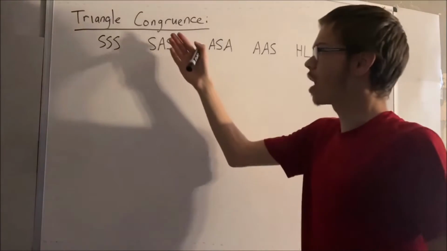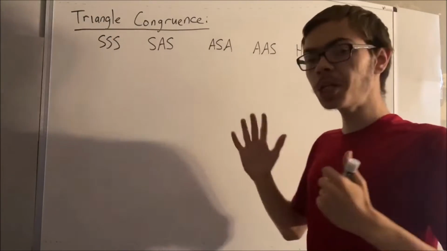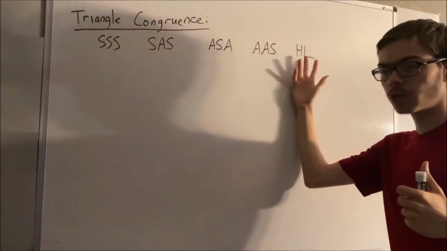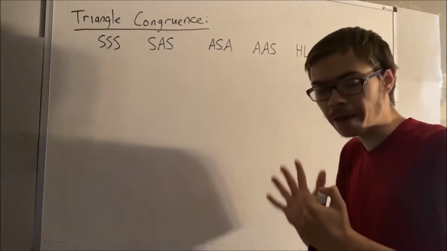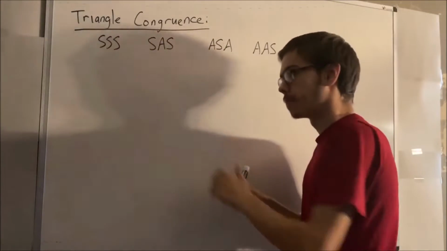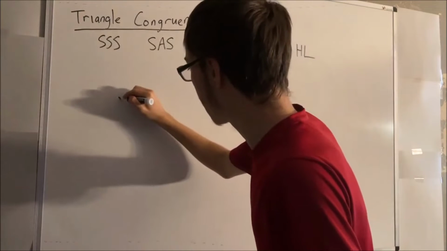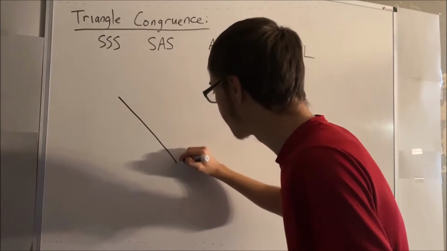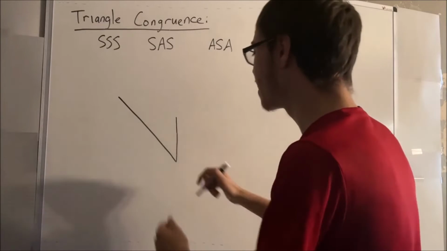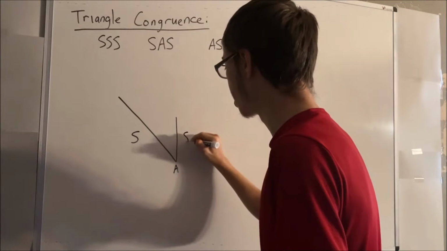Now, if triangles are congruent, then that means they're unable to change. We're going to show that a specific combination of any of these parts is always going to produce a fixed triangle. So starting with SAS, let's say we have something that looks like this. We have a side, some specific angle, and a specific side. So basically, this is a side, an angle, and another side.